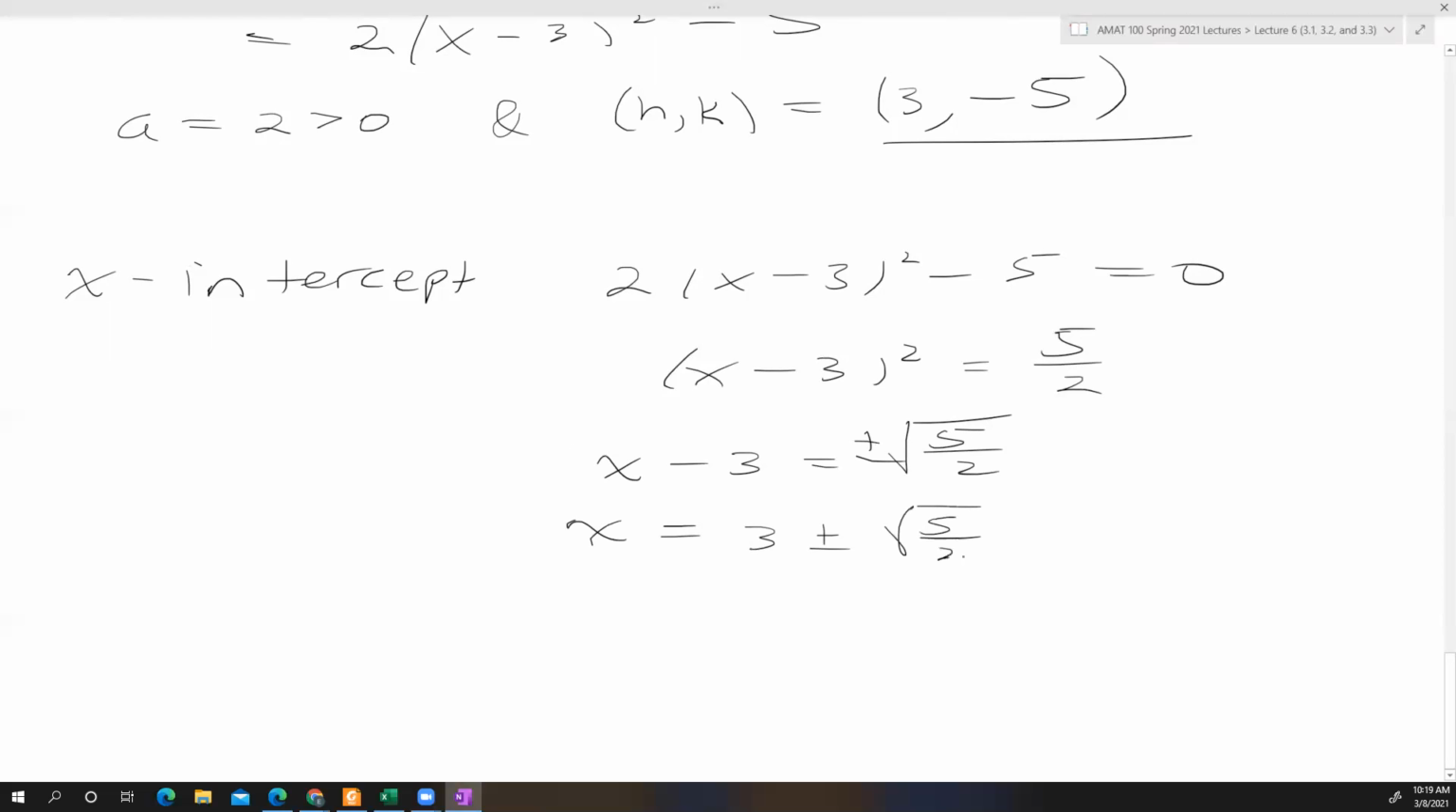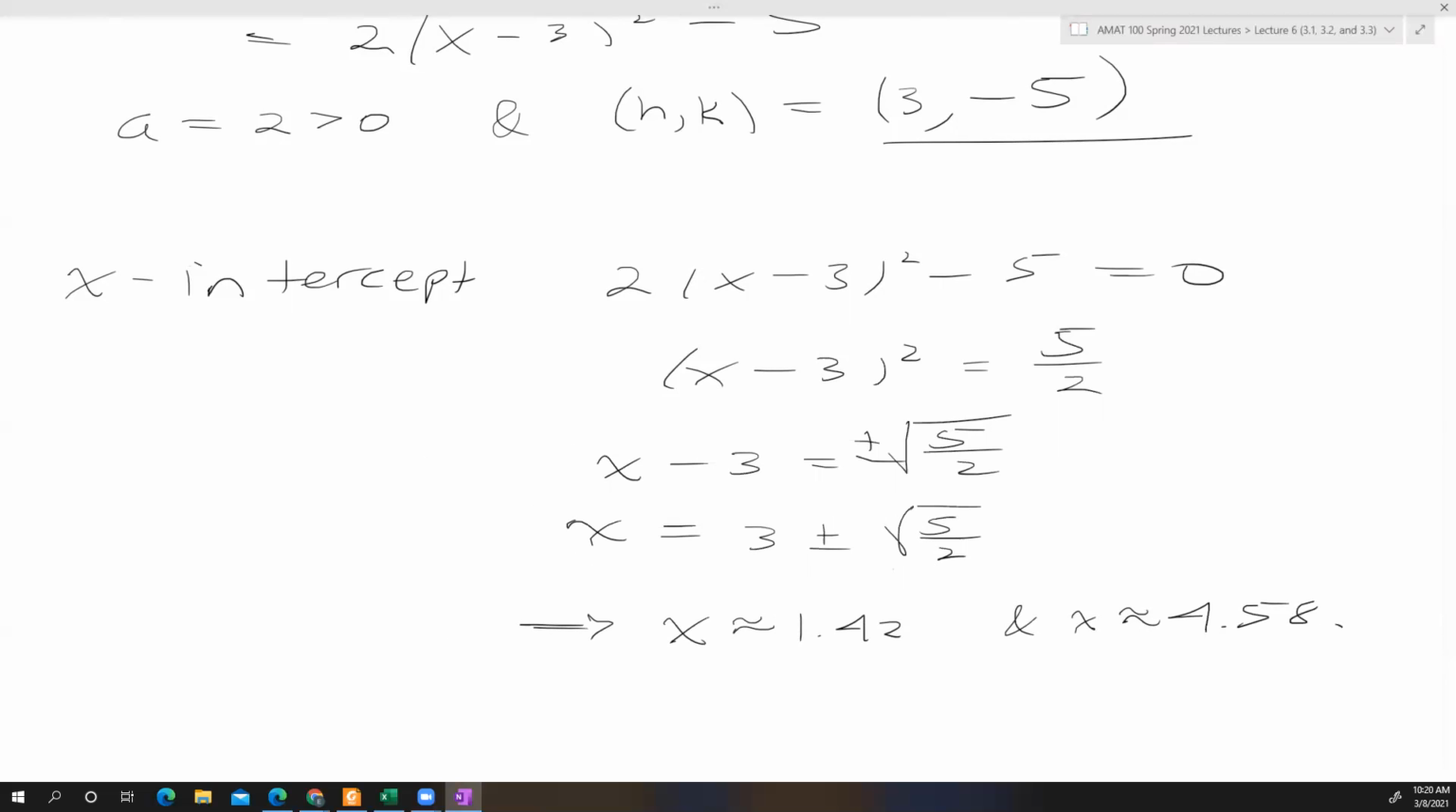I don't think I'd ever assign a problem with horrible numbers like this, because they're going to require a calculator to get an idea of their magnitude. But if you calculate these numbers, you find that x is approximately 1.42 and x is approximately 4.58. So these are the x-intercepts.